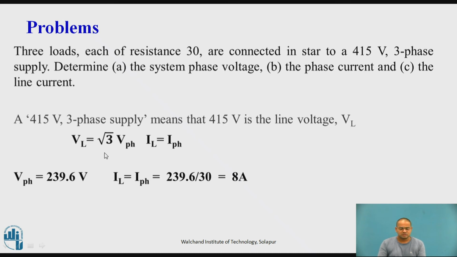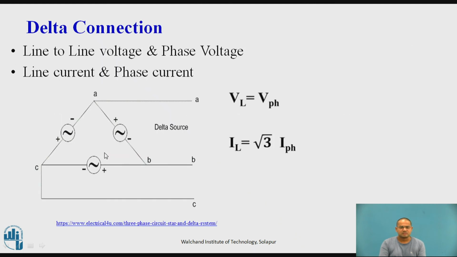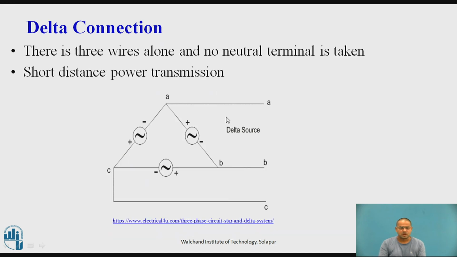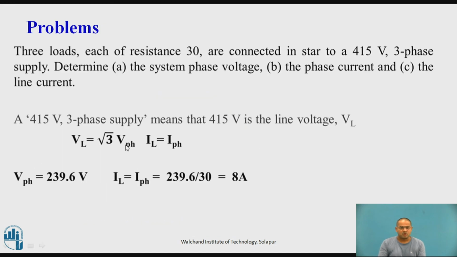You know the relations between star and delta. In the case of star, this relation is applicable, so you can use this formula to solve such a problem. That means line voltage is root 3 times VPH, and line current is equal to IPH. When you put the line voltage 415, you will get a phase voltage of around 240 volt, and the line current is 239.6 divided by 30, the resistance in the phase. So you'll get a current of around 8 ampere.